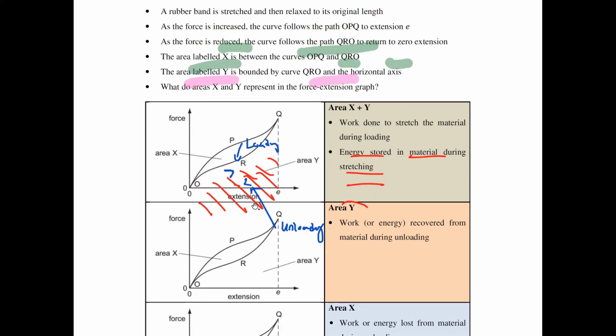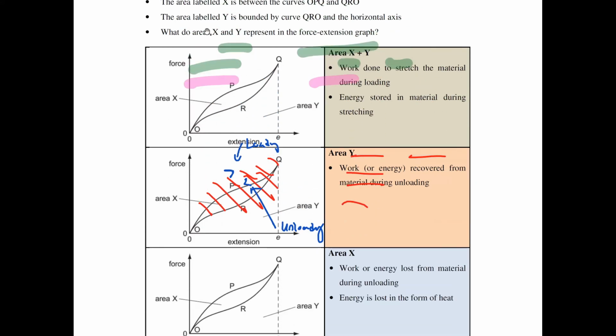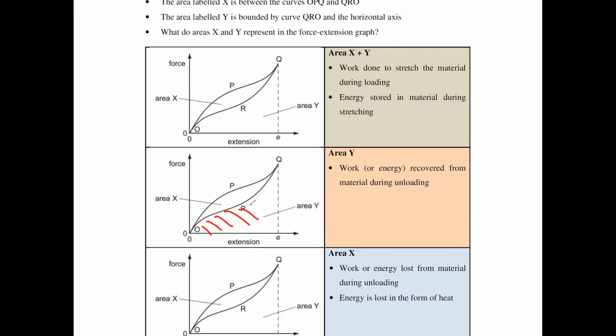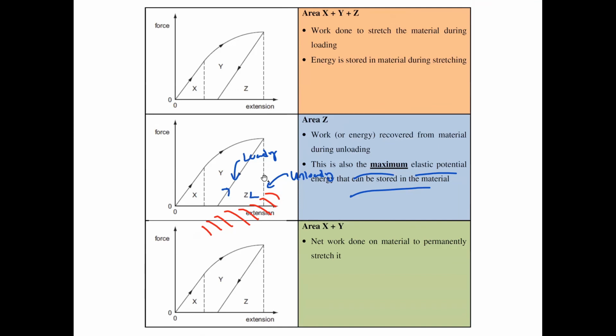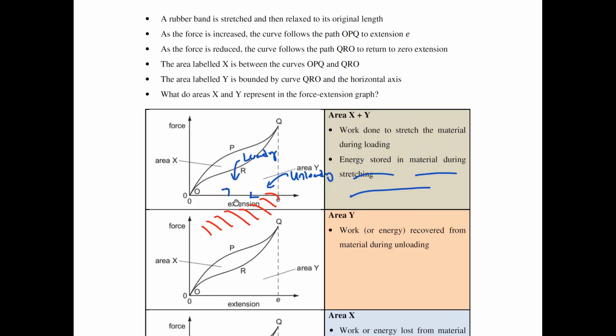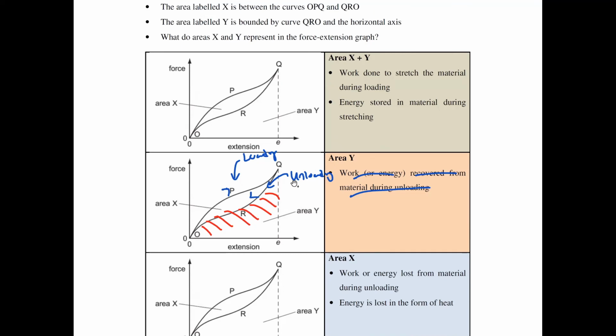Now the second one. What does area Y itself represent? Area Y is this one. This one just now was the loading. This part here is unloading, when you remove your load. So this entire area represents the work or energy recovered from the material during unloading, similar to area Z in the previous example. It is the area under your unloading part.